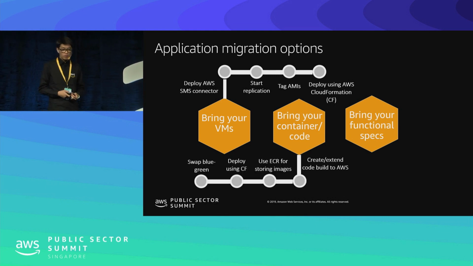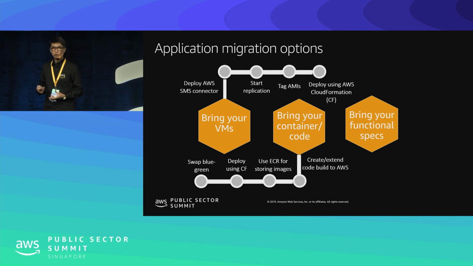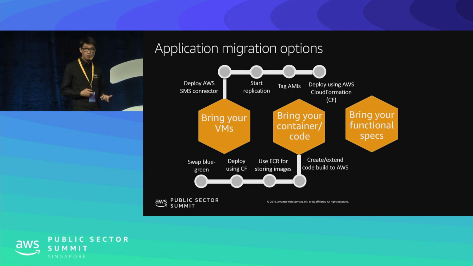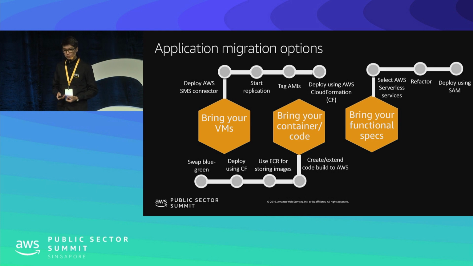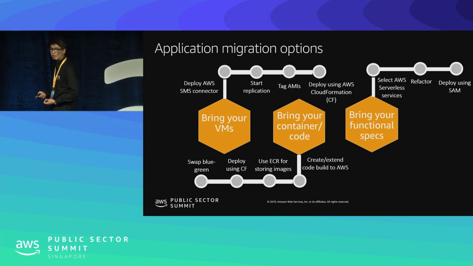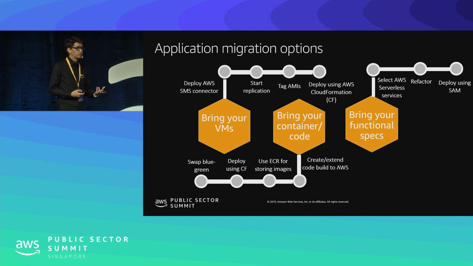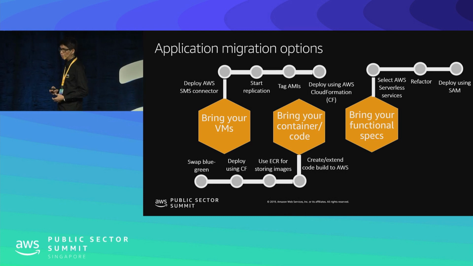Next, you want to bring a container, or you have to deploy your code onto a new container. You can store the images on Amazon ECR, and subsequently use CloudFormation to deploy those applications, and you are able to do a blue-green deployment or A/B testing on this environment. Next will be custom applications that you want to build. You start to look at serverless architectures, where you refactor existing applications to leverage Lambda or API Gateway, or deploy using SAM, which is the Serverless Application Model.